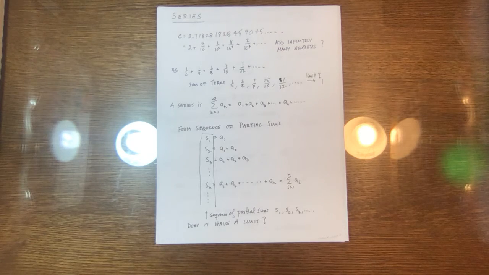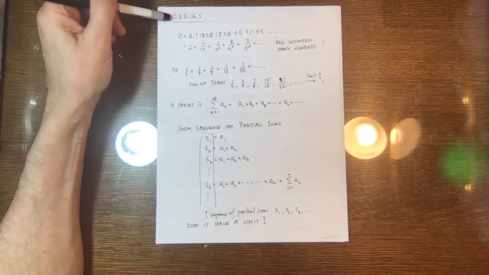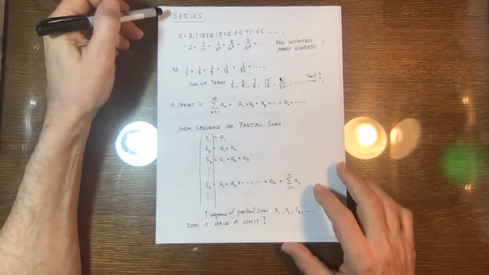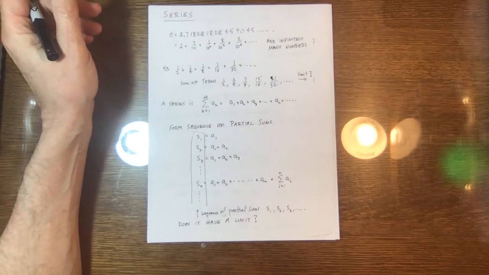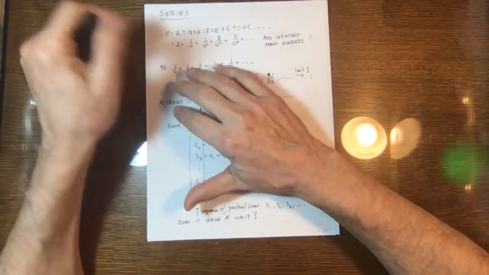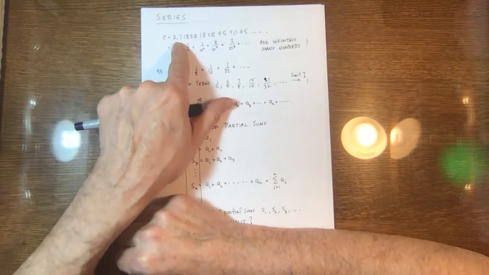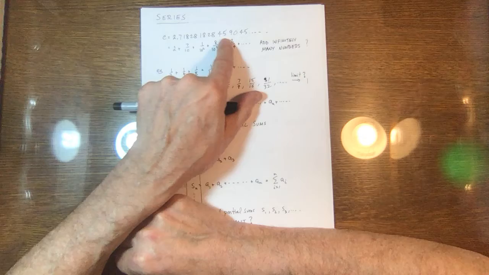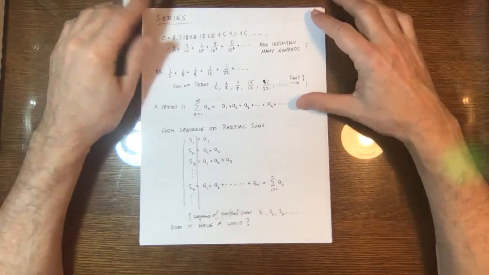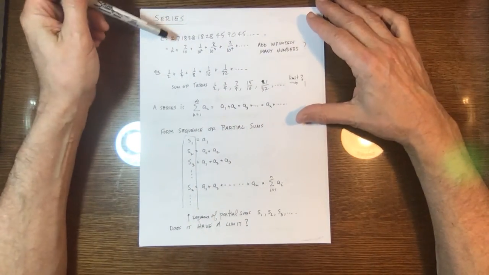Okay, welcome back. Today we're going to introduce the notion of a series. So suppose you took e and you wrote it down as a decimal, 2.71828, blah, blah, blah. It goes on forever. What do you mean by that?